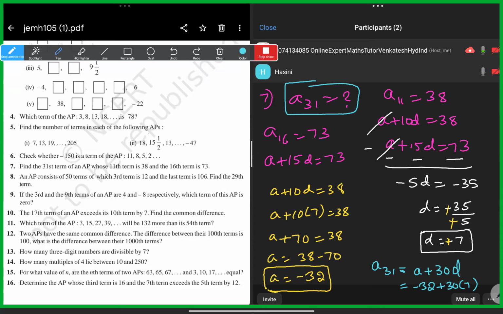So minus 32 plus 210. Minus 32 plus 210, Hasni, it will become how much? 178. This is the answer. Just for confirmation, Hasni, also check the back answer.